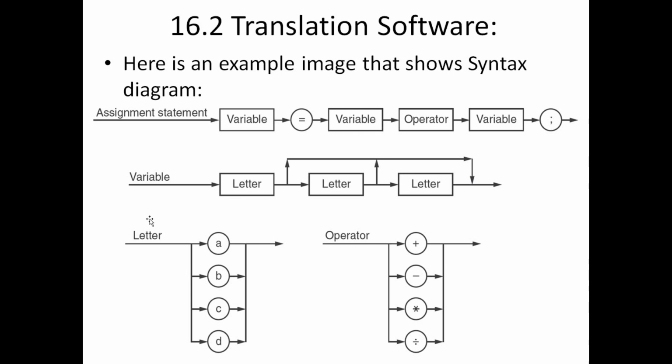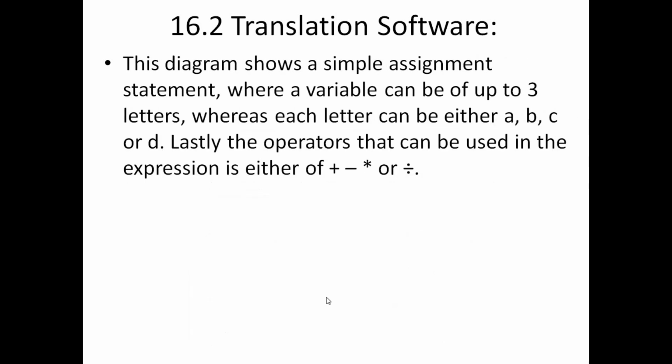And what is the definition of a letter? It can either be A, B, C, or D. It cannot have a fifth character. Whereas an operator is only limited to plus, minus, multiplication, or division. This is how we create syntax diagrams for a programming language. And I've already explained this, but if you want, you can read it yourself as well.